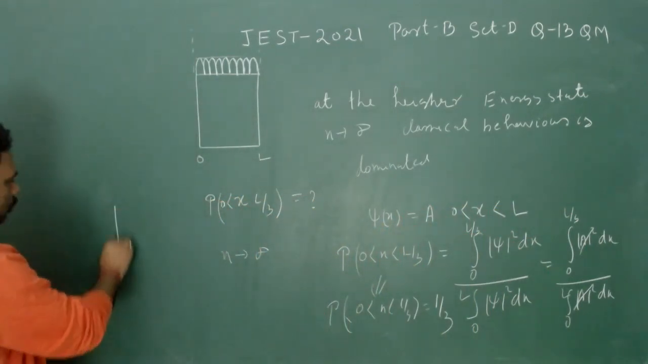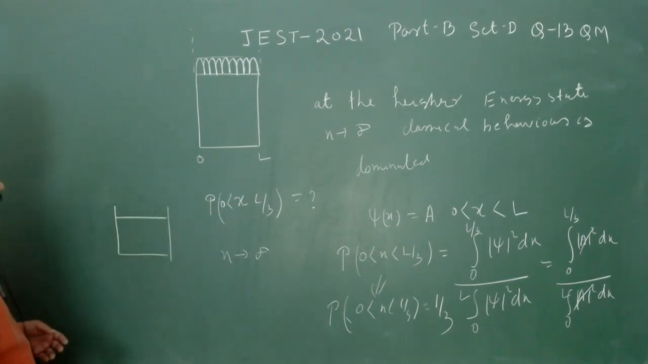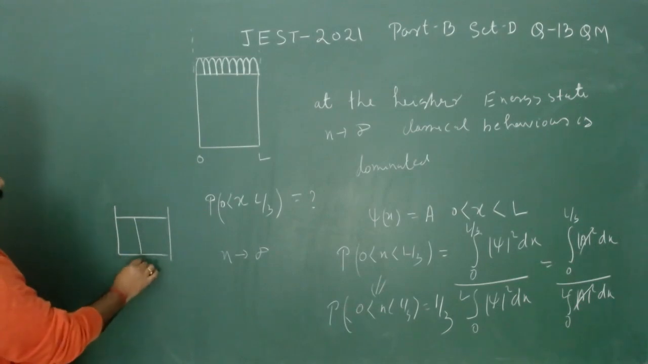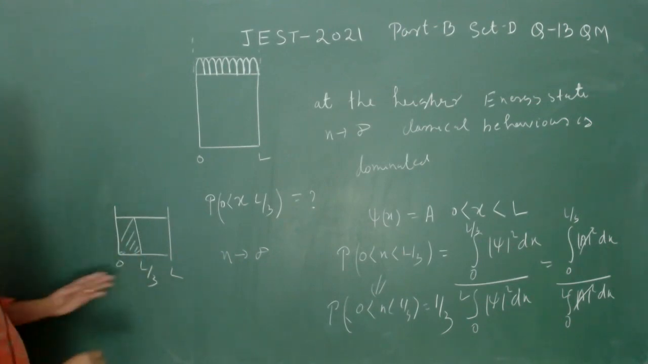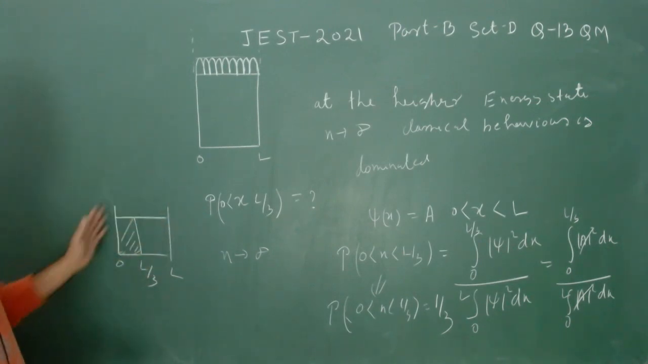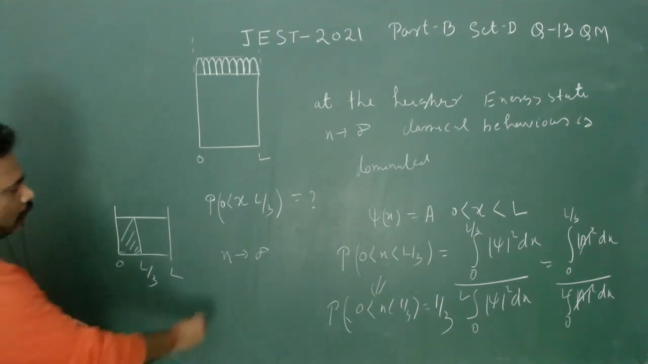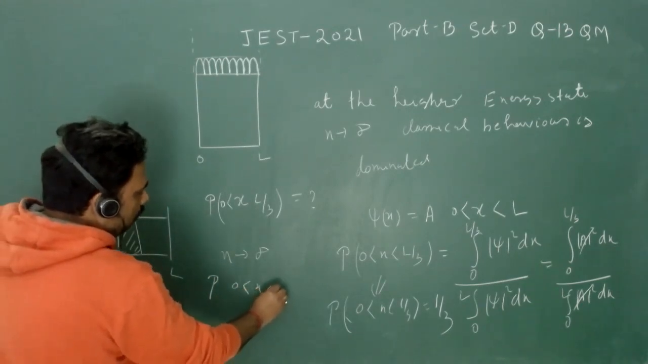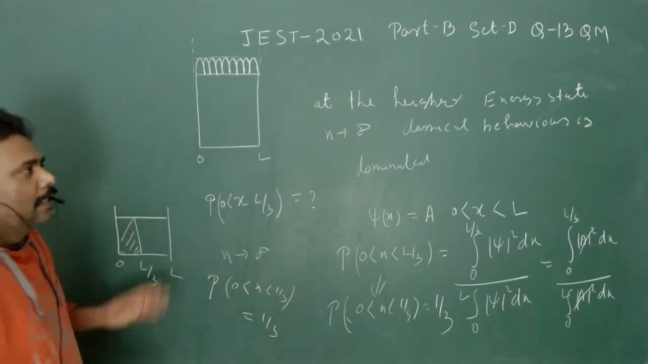You can also do it in a very nice way. If the probability density is constant, then the area under the curve is the probability. Suppose this point is L by 3, this is 0, and this is L. If the total area is 1, then up to L by 3 the area will be 1 by 3. So 1 by 3 will be the answer.